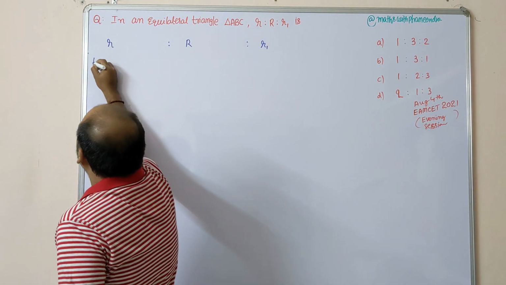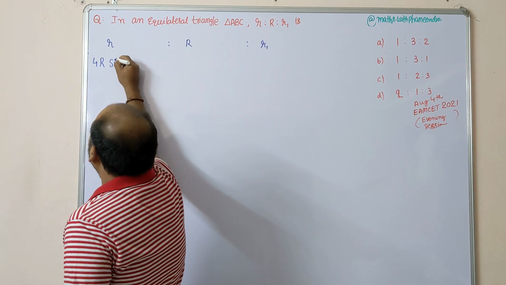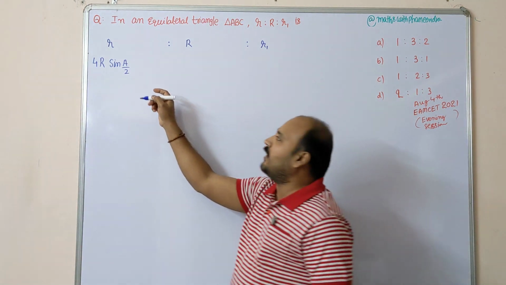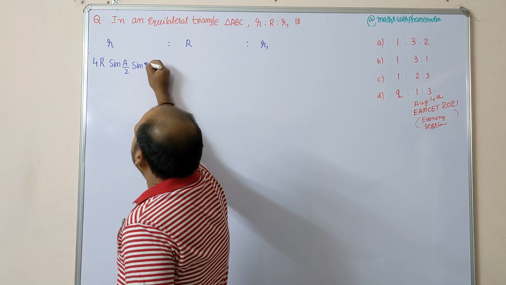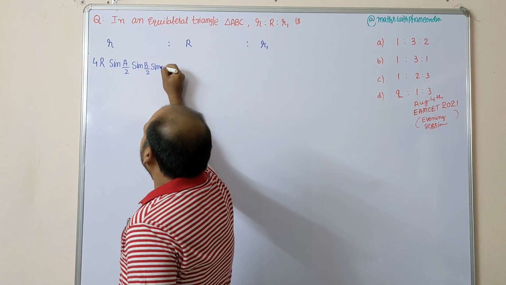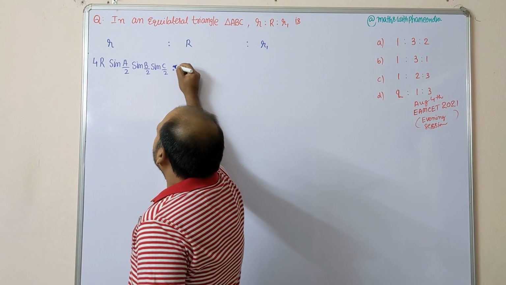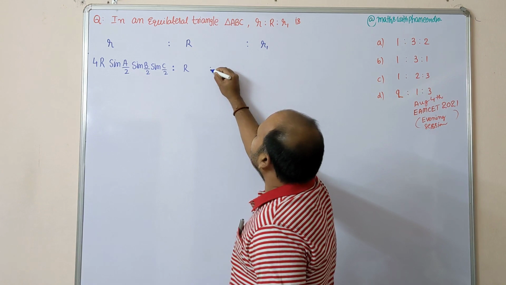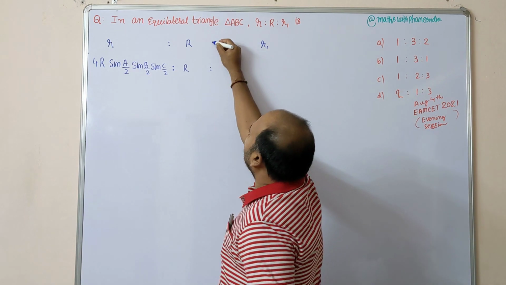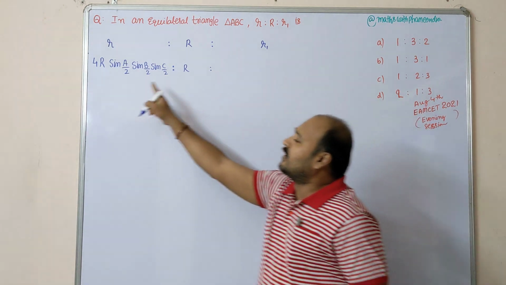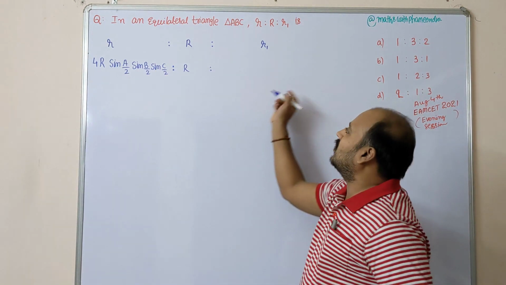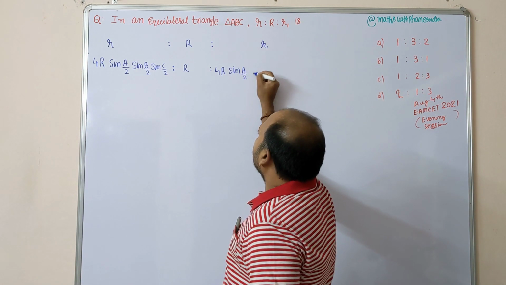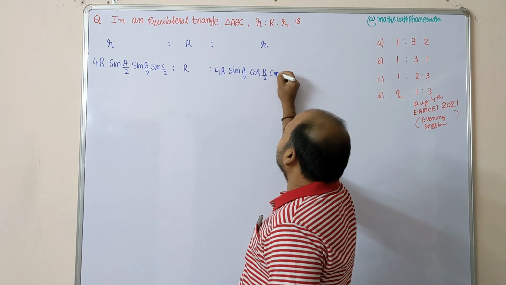We know the values of small r, capital R and r1. Small r is 4 times capital R, all in terms of sine: r = 4R sin A/2 sin B/2 sin C/2. Everyone knows these properties of triangle formulas. Next, capital R, kept like this, is to r1. What is the r1 value? For r1, the first one is sin and the remaining ones are cos, so 4R sin A/2 cos B/2 cos C/2.